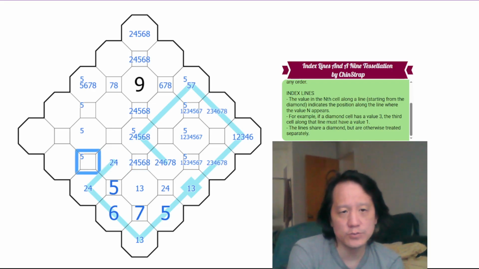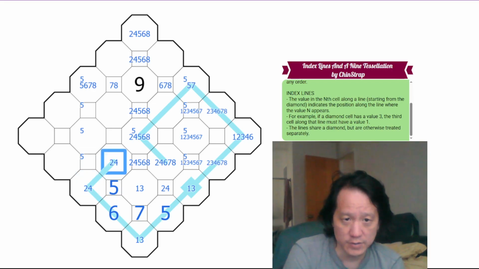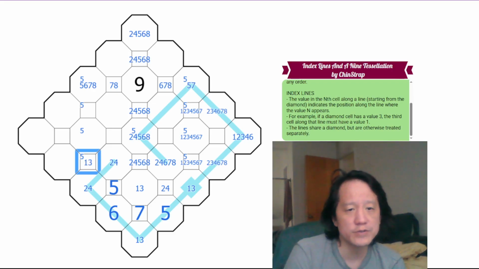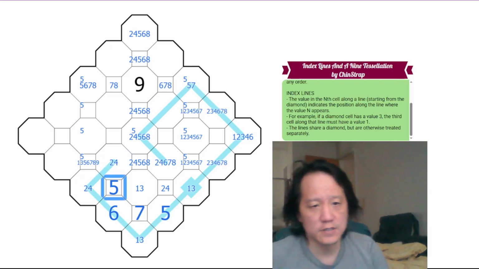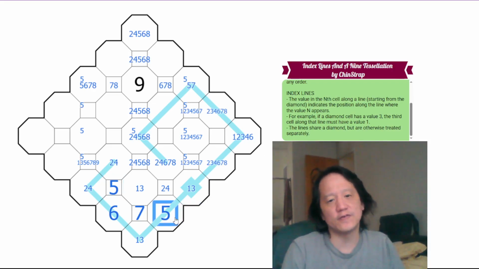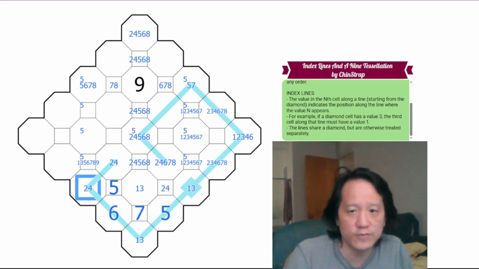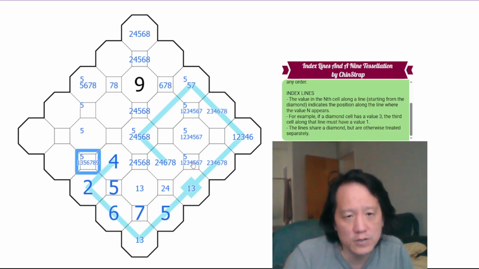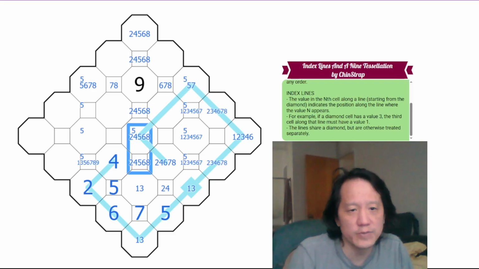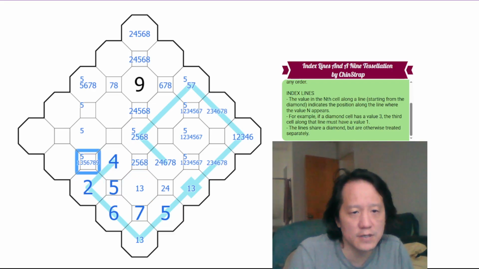This cannot be 2 or 4 because there are different 2 or 4s that share the edge with this. So it's 1, 3, 5, 6, 7, 8, 9. That doesn't tell us much. Actually, this is 5, so that means 2 has to be in the 5th spot. 4 has to be in the 6th spot. So this is 4. That eliminates 4 from these cells. This can't be 4. No 4, no 4.